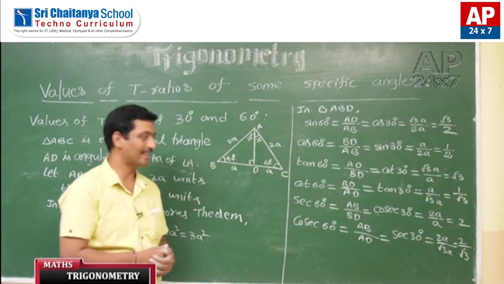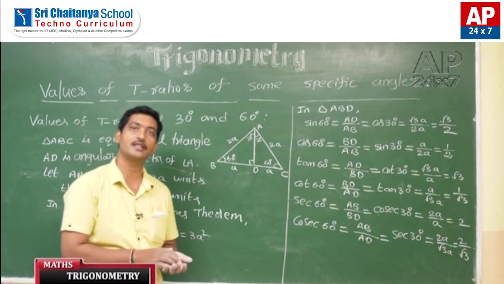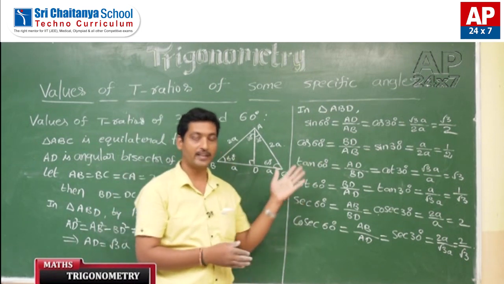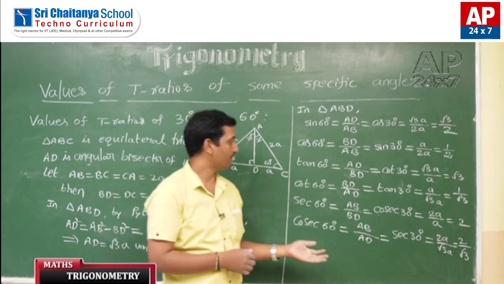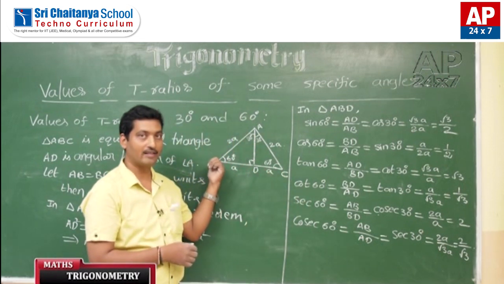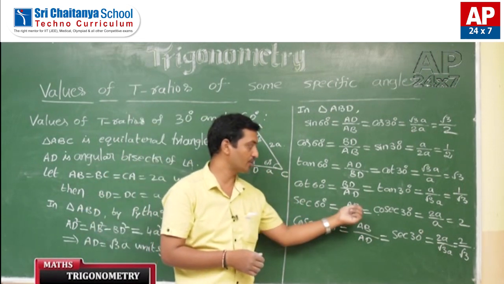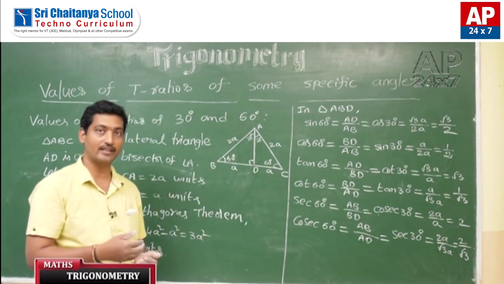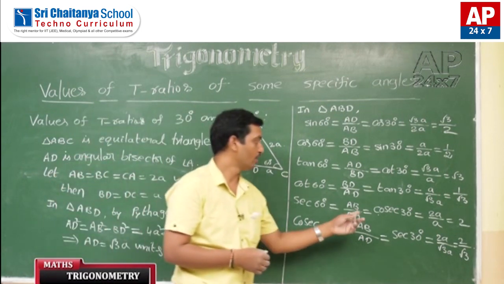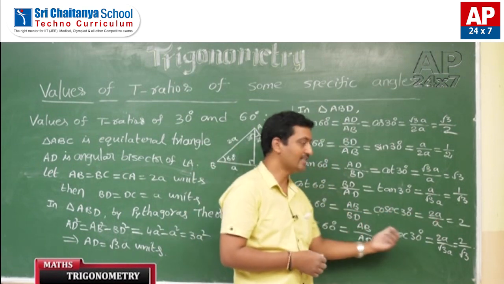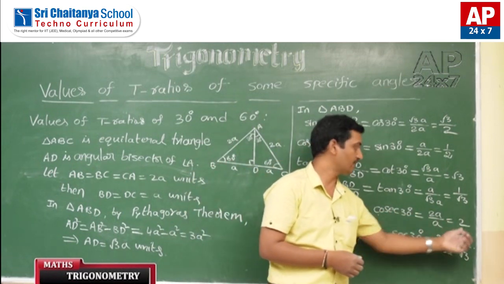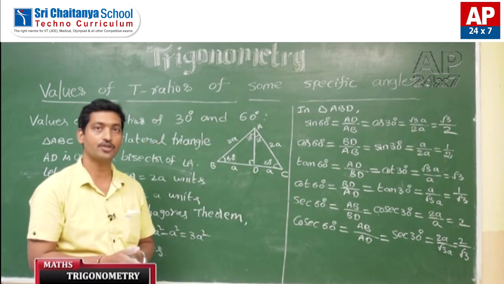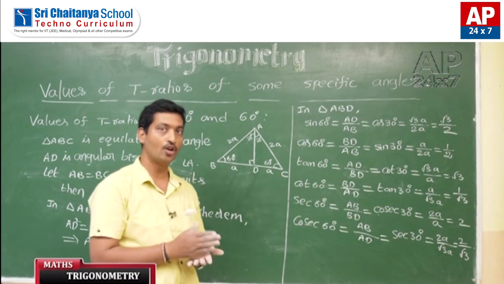Now come to the secant 60 degrees. We can obtain the value of the secant 60 degrees from the value of the cos 60 degrees by taking its reciprocal. Otherwise, directly we can get it from the triangle. Secant 60 degrees is equal to AB by BD, and AB by BD stands for cosecant 30 degrees also. Therefore, AB is equal to 2A, BD is equal to A. By simplification, its value is equal to 2. Therefore, secant 60 degrees is equal to cosecant 30 degrees is equal to 2.